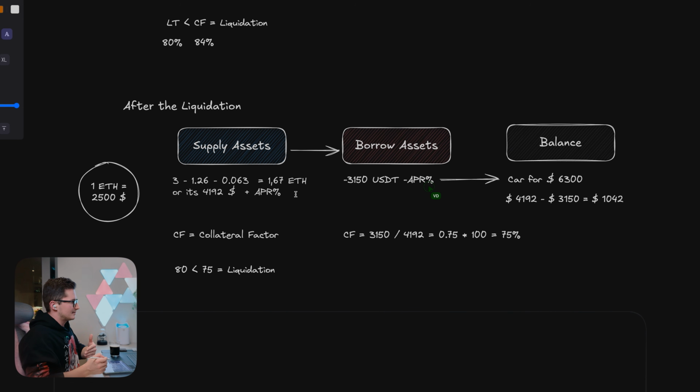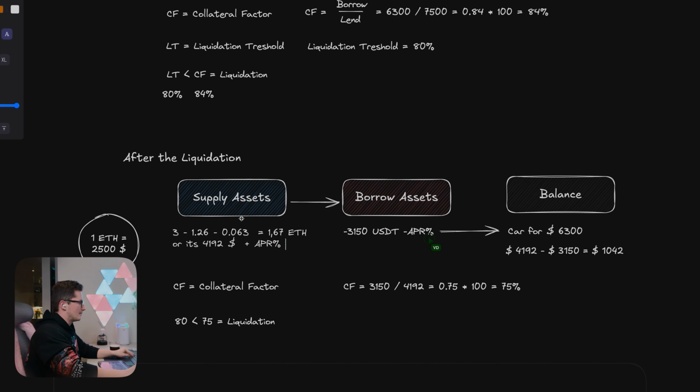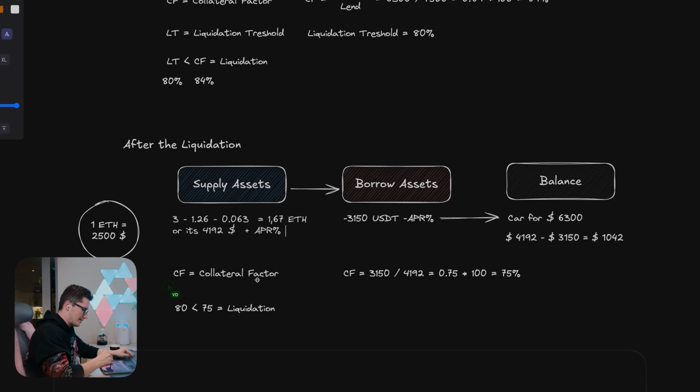So let's calculate our collateral factor, and let's understand: are we eligible for liquidation or not? Our collateral factor, CF, is our borrowed assets here divided by our supplied assets here. It's 0.75, or let's convert it to percentage, 75%.